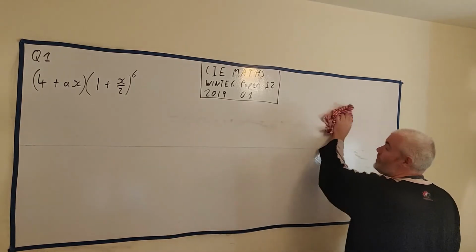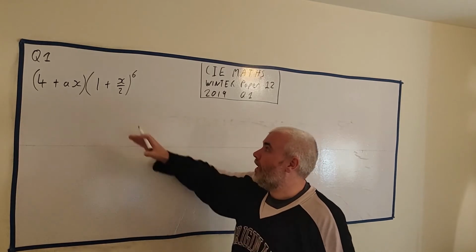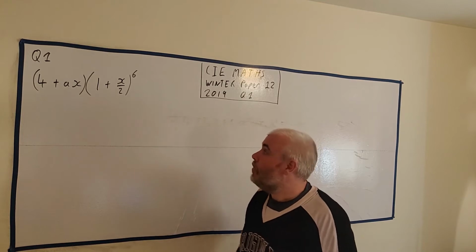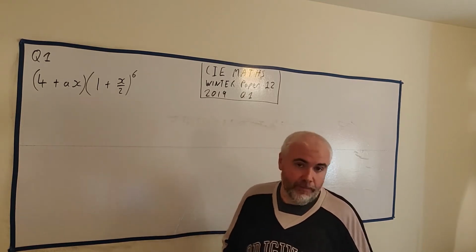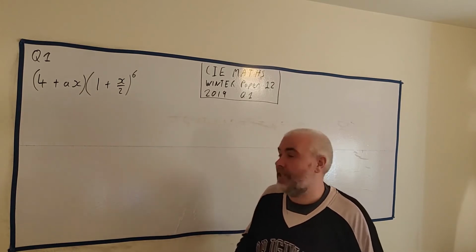You could multiply this whole thing out. I've seen students do it. It will take a little while, but you'll get a correct answer. That's okay. But let's think of a couple of smarter ways to do it. Okay, the first way, and the main way really, is to know the binomial expansion.